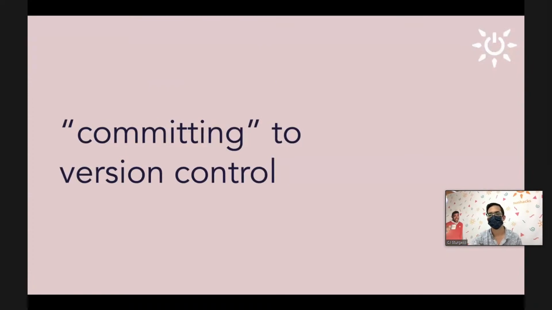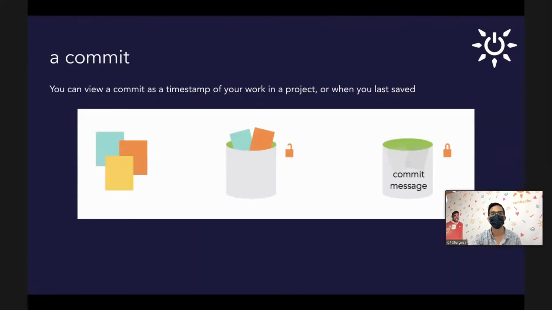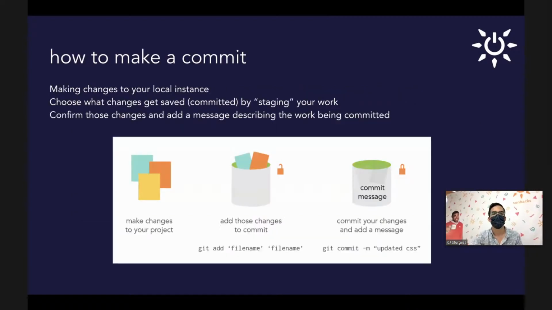So committing to version control. When we talk about commits, what we're talking about is basically a timestamp of your current work. This is the current state of your project. When you generate a commit, you're summing up your current project, all of your code, rolling it into one package. And we're going to go ahead and send that to our Git repository. We'll talk about that in a second as well. But for now, that is our timestamp of the current state of our project.